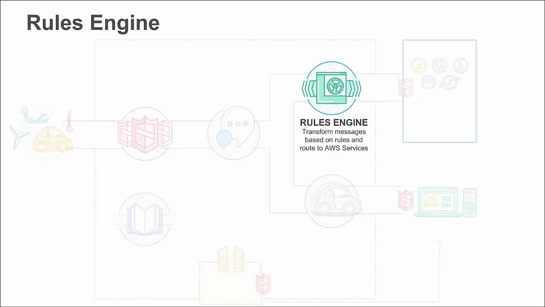The next concept I want to touch on is the rules engine. You can think about this as the link from the AWS IoT service to all the other AWS services. So if you wanted to take your device data and put it into a DynamoDB table, you would write a rule that would look for that data on those messaging topics, and then you'd have an action that would write that into DynamoDB.